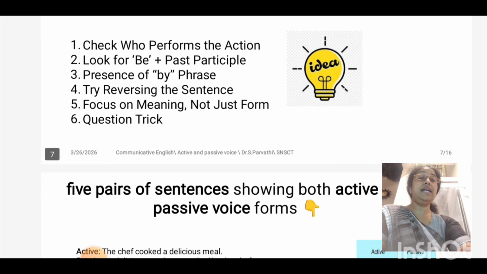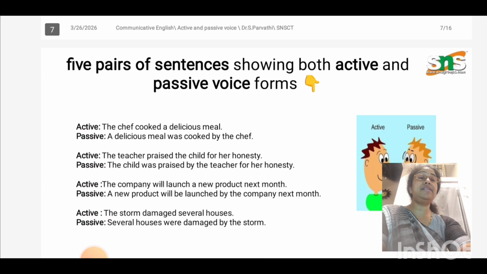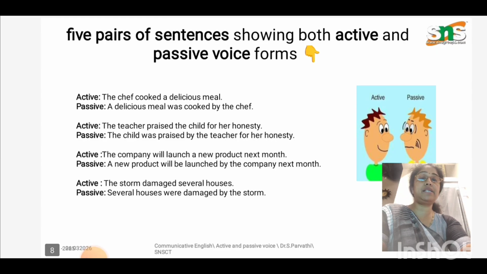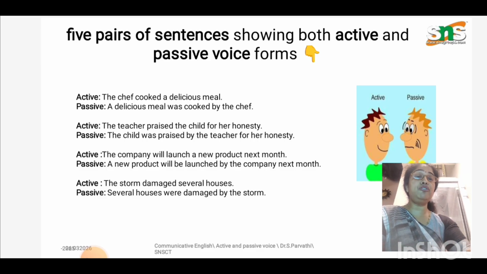Here are five sentences showing both active and passive forms. The chef cooked a delicious meal. In here, a delicious meal is the object. The chef is the subject. The chef cooked a delicious meal: the chef is the subject and the delicious meal is the object.